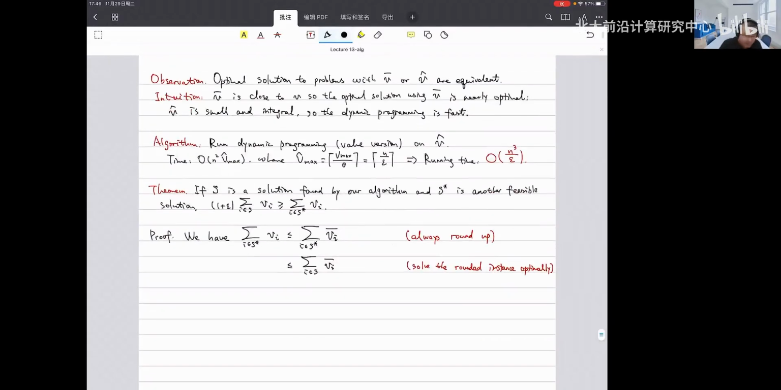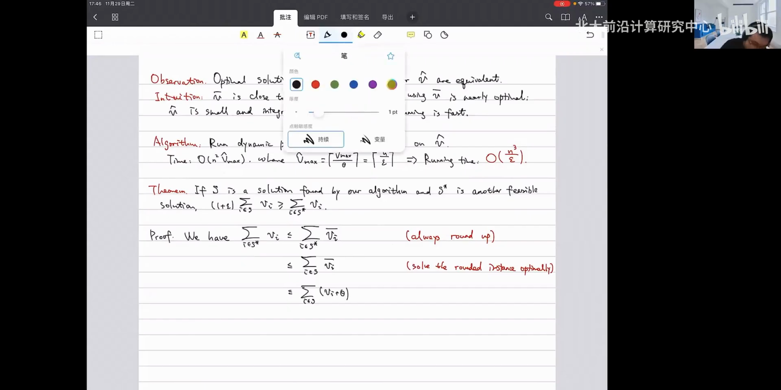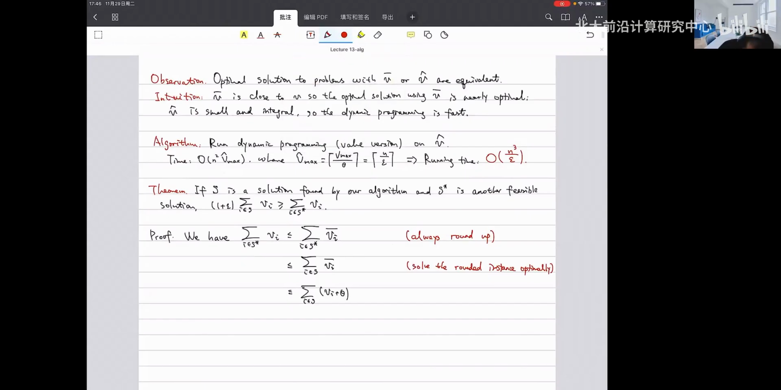So this is something good, but furthermore, we still need to make this back to the original problem. The way that we are going to do that is to notice that actually we are just rounding this. We are not destroying the problem. The rounding of something makes a lot of sense: this is going to be smaller than the sum of V_i over S plus theta, and this is due to the fact that we never round up by more than theta.